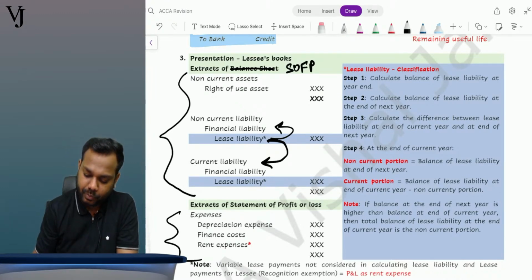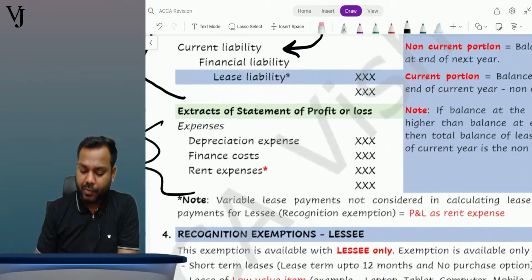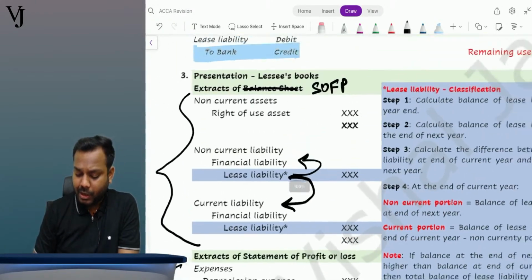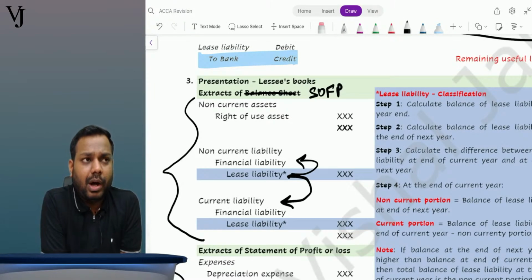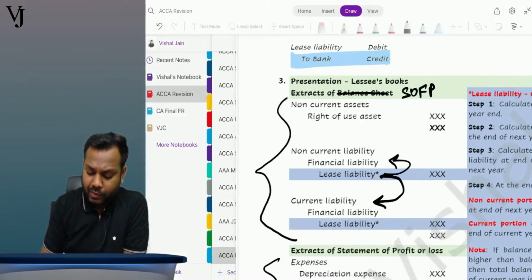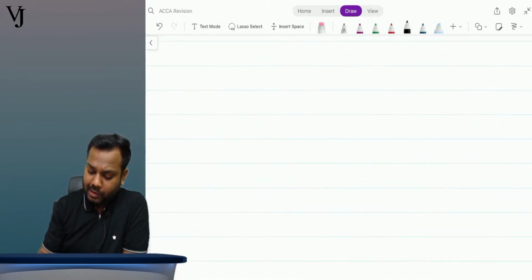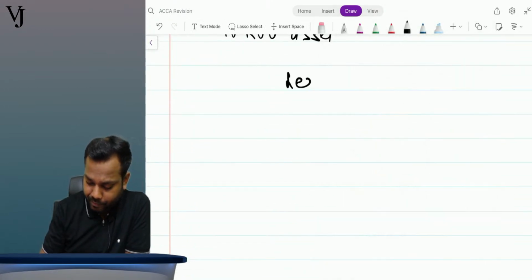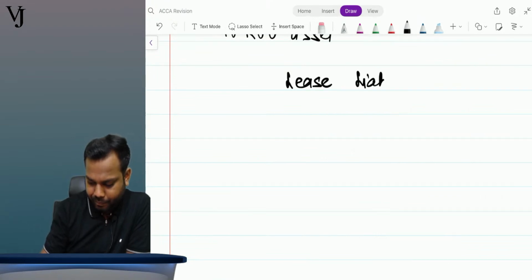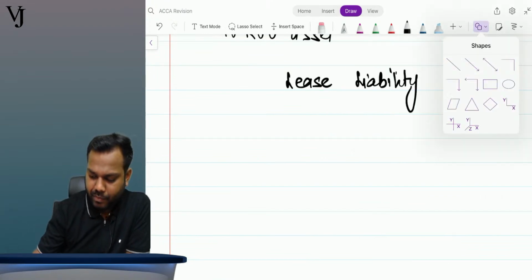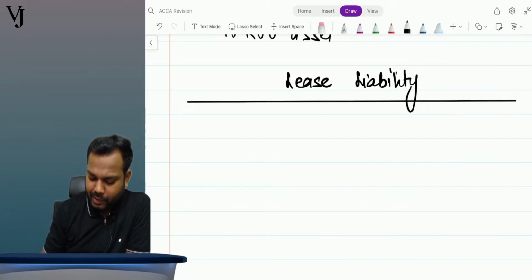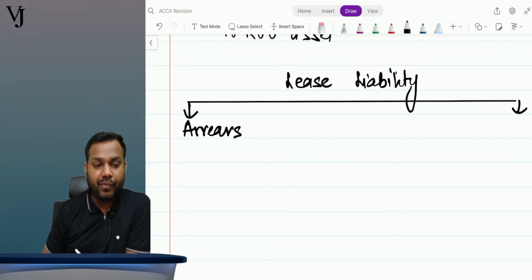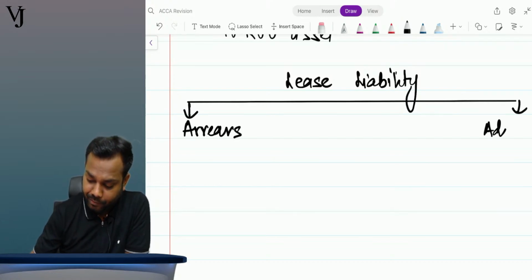Wonderful. Extracts of statement of profit or loss. But before I go to P&L, I was discussing that lease liability you have to classify into current portion and non-current portion. So how to classify that? Let me discuss that also. Classification of current and non-current lease liability. Understand the lease liability, if it is in arrears, or if it is in advance.